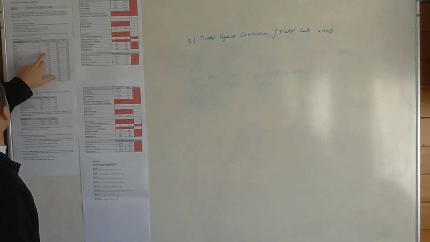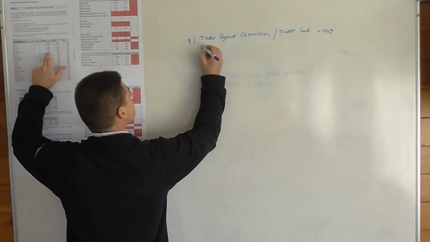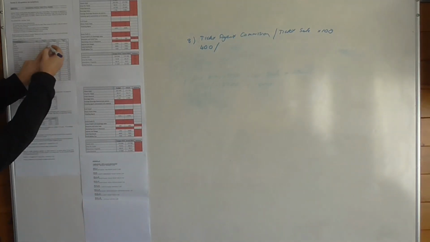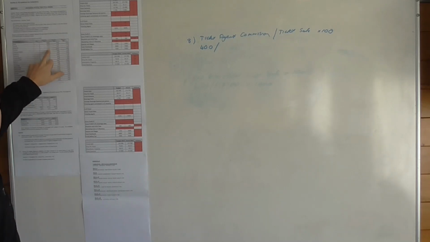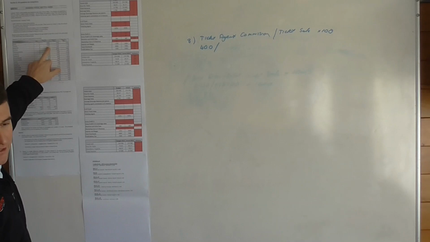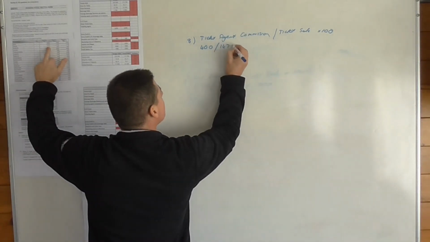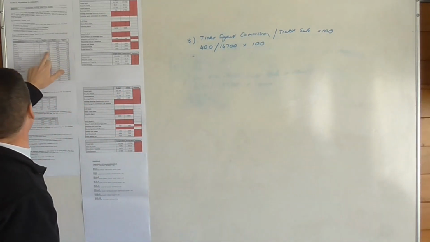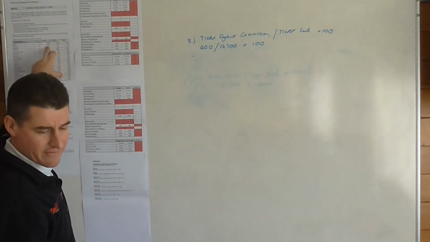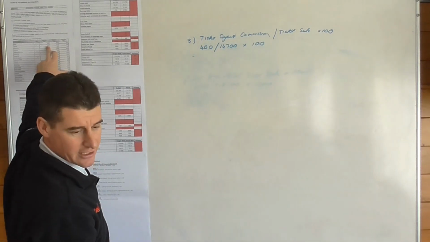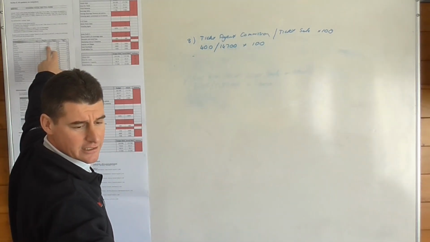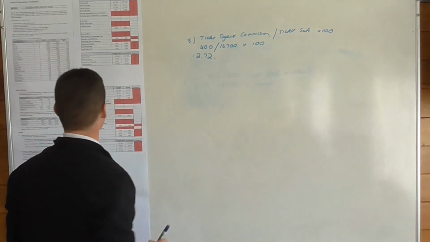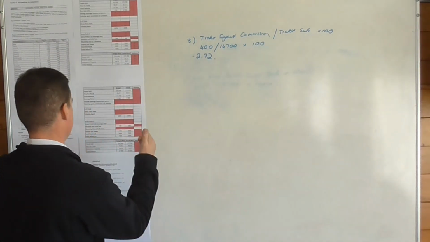Now you go, your ticketing agent commission is 400 divided by your ticket sales. If you go up a little bit there, you'll see the ticket sales, it's on the same page, just a little bit up, is 14,700 multiplied by 100. So it's 400 for the ticketing agent commission divided by the ticket sales, 14,700 multiplied by 100. And the answer for that, ticketing agent number 8, is 2.72. Alright, so now we just put that in, that's 2.72.